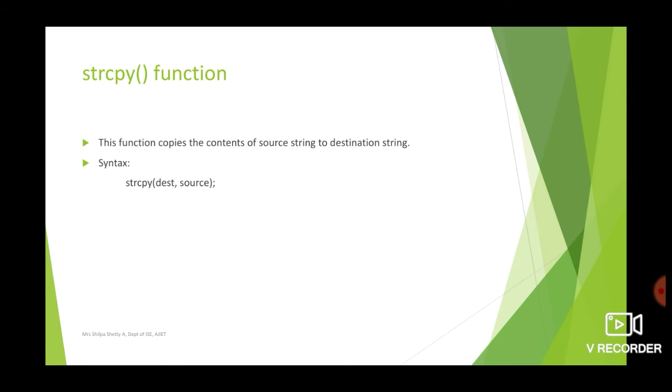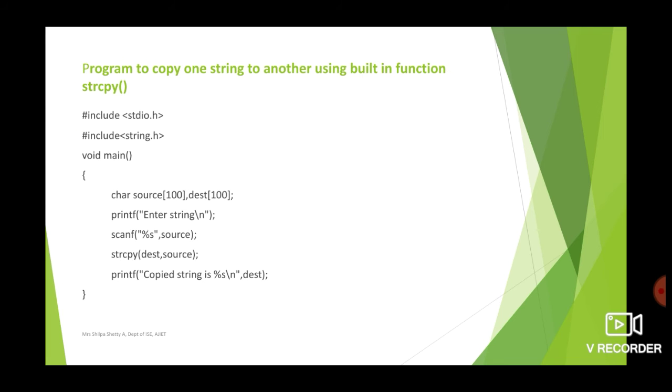The next function that we have is the strcpy function. This function is called the string copy function. It copies the contents of the source string to the destination string. The syntax is strcpy(destination, source). The contents of the source string will get copied to the destination. Suppose the source string is "noon", then when you execute strcpy(destination, source), the destination also will become "noon". So let us see an example program here.